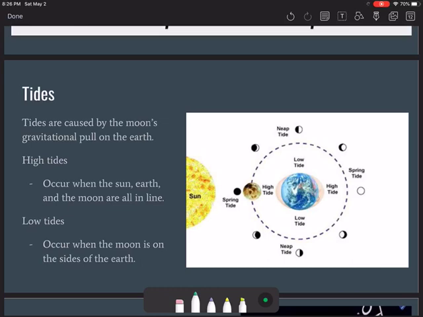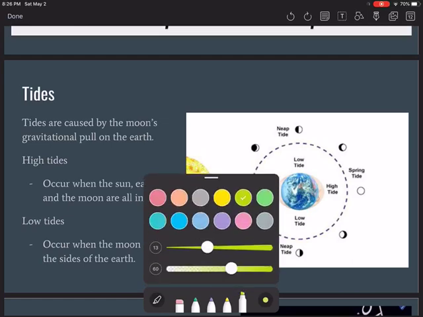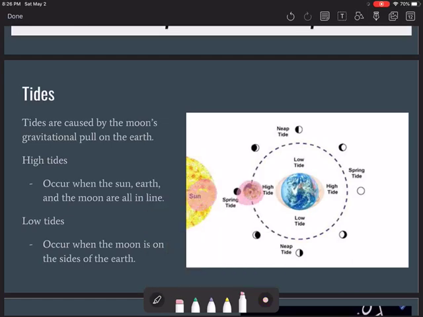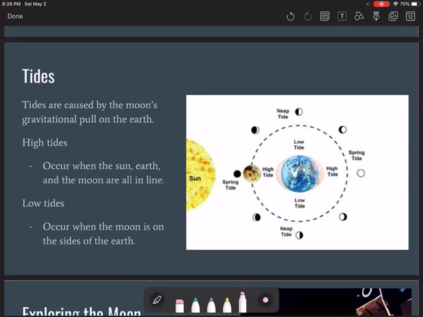High tides occur when the sun, earth, and moon are all in a line. So those eclipse times are prime time for high tides. And then low tides occur when the moon is on the sides of the earth. So when everything is lined up here, I'm going to use a different color, when we have sun, moon, earth all in a line, then that's when we experience high tides. When we have the moon over here, the sun and the earth, that's when we experience low tides. Okay. So high tide is just when our water levels are much higher. Low tide is when our water levels appear to be much lower.